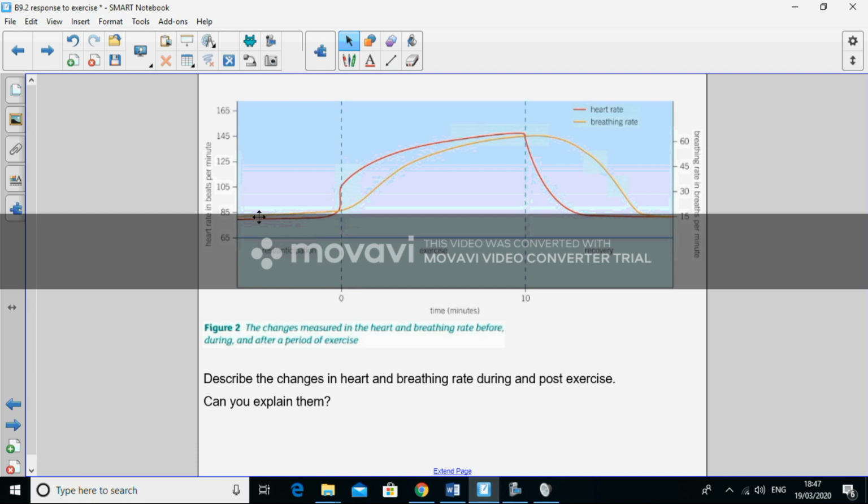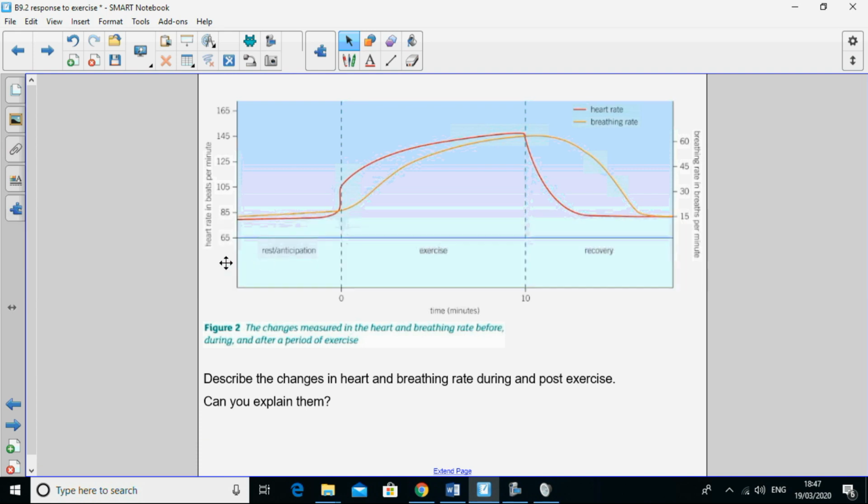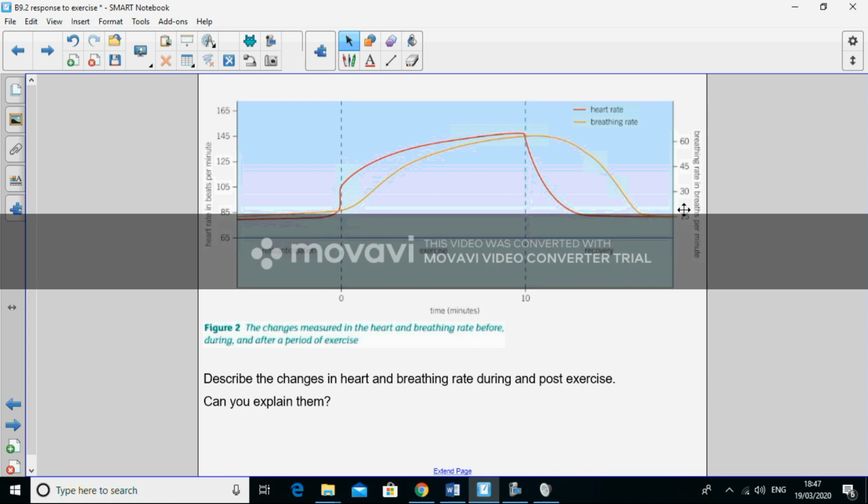Okay, so breathing rate at rest. If you can see here, it's at rest. This is our heart rate in beats per minute. This graph has got 2 scales. If you go on this side here, breathing rate in breaths per minute, up to 60, and then over this side, heart rate in beats per minute, up to the top of the scale, 165.